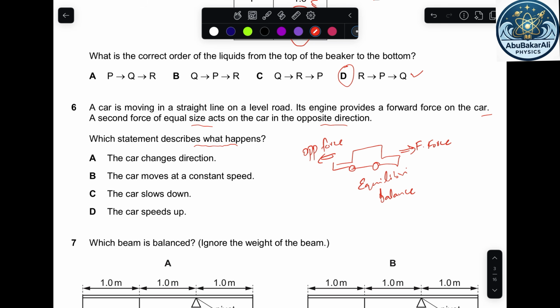So when they balance each other, what will happen? There should be 0 acceleration. The object will not change its state, so it's moving in a straight line already, so its speed should be constant. Okay, it means there will be 0 resultant force, 0 acceleration.